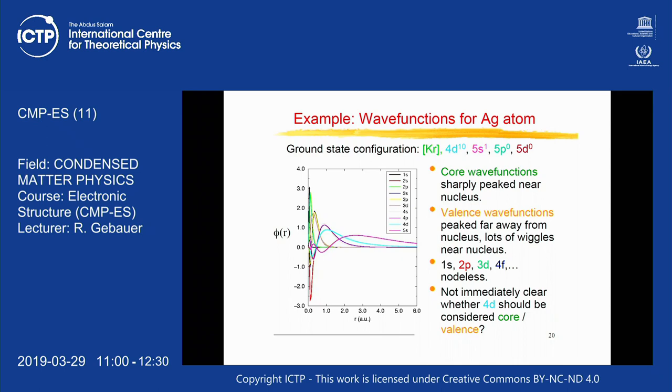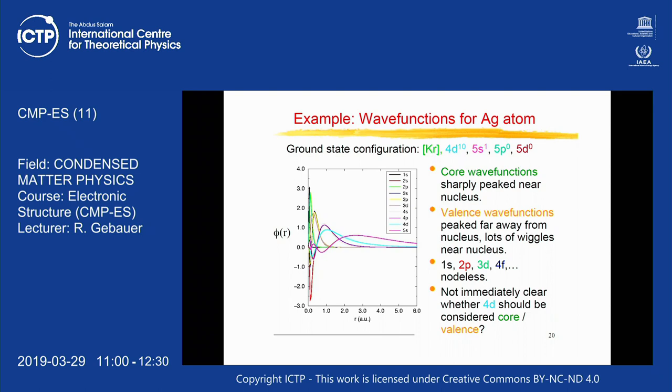Okay? And in order to obtain these two goals, no core electrons, only valence electrons as solutions, and no fast oscillations close to the nucleus, one is replacing, in calculations, the external potential, which was minus C divided by R, so this is the normal Coulomb potential, with something which is called a pseudopotential.